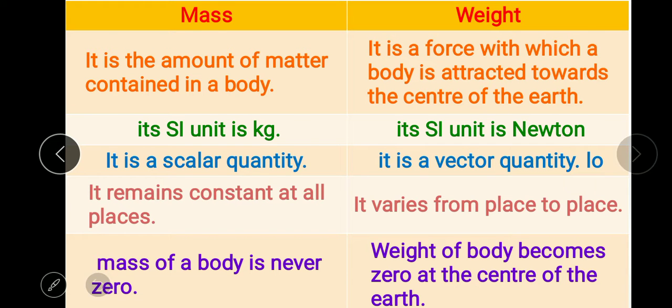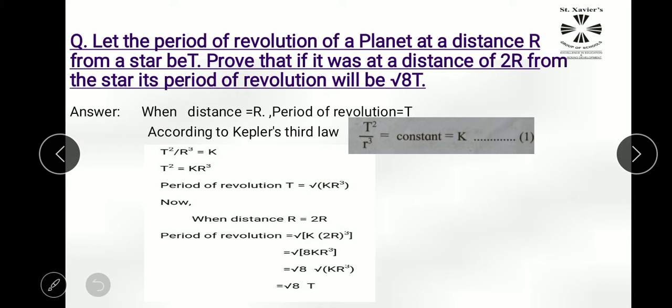I'll repeat again, students. When you read this question, you will come to know that when distance is R, period of revolution is given T. And here we have to prove that if distance is equal to 2R, the period of revolution must be root 8 T. So let us start with the sum, students.